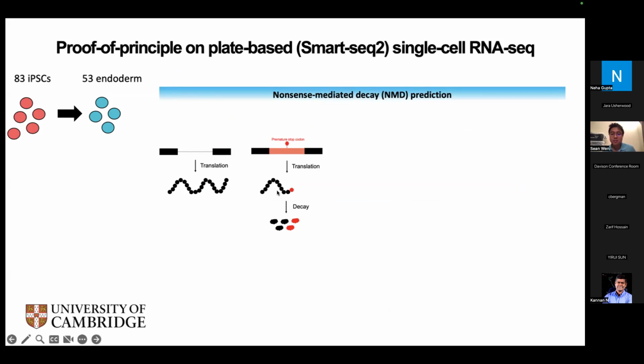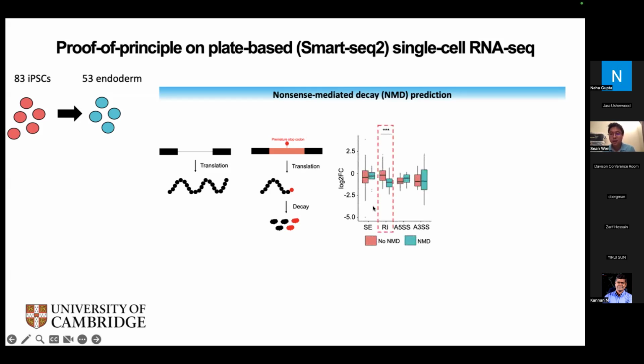Just to reiterate what this means, under normal circumstances, a gene would be transcribed and translated to give rise to its full-length amino acid sequence. Whereas if there was, let's say, an intron retention over here, this sequence might introduce a premature stop codon right in the middle of the transcript. This leads to a translation of a truncated amino acid sequence, which might give rise to a weird protein that will lead to its decay.